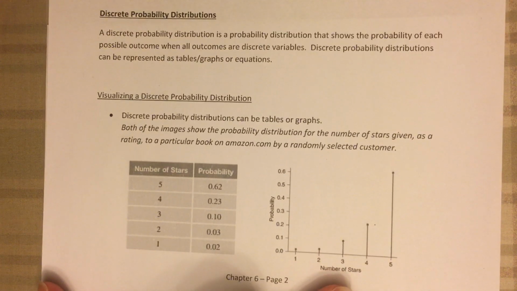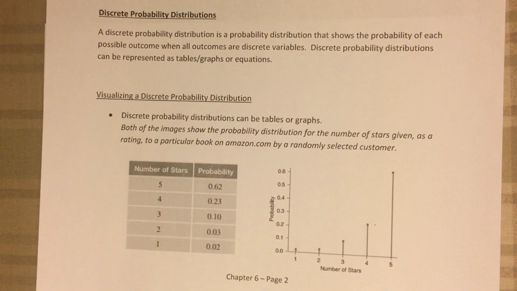Looking at this one down at the bottom, both of these images show information about the same thing. It shows a probability distribution for the number of stars given as a rating to a particular book on Amazon by a randomly selected customer. This particular book has a probability of a 5-star review of 0.62. The probability of a 4-star review is 0.23, a 3-star review 0.10, 2-star 0.03, 1-star 0.02. So we have a limited number of things here. We can count the number of stars. Does it have 1, 2, 3, 4, or 5?